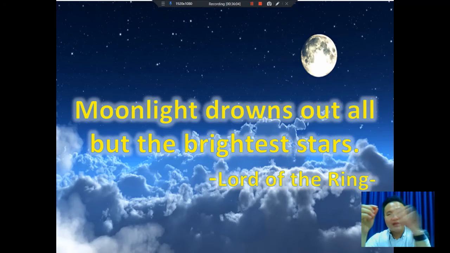The brightest stars are the ones that we are able to see with our eyes. And there are many other stars that we can't see because they are further away from Earth, so they don't shine that bright. So this is a very beautiful sentence that you can use in your essay. And I took it from the book, The Lord of the Rings. You can include this in your essay and make your essay look so beautiful.